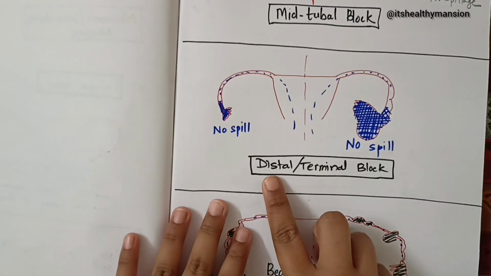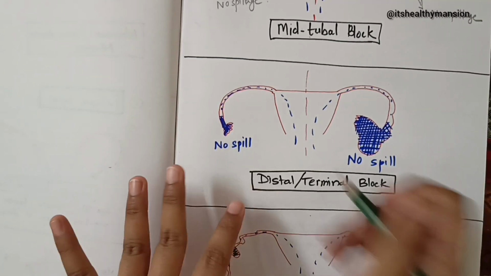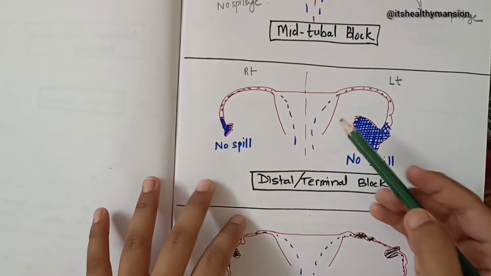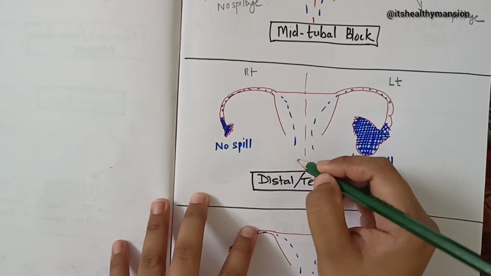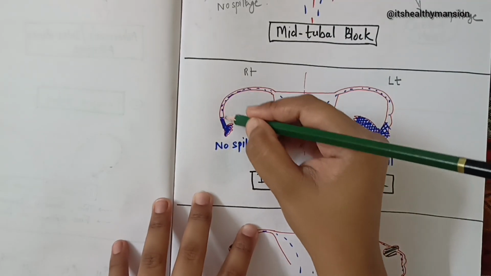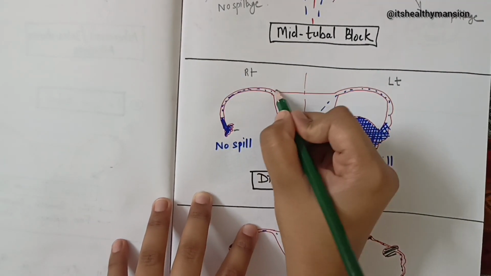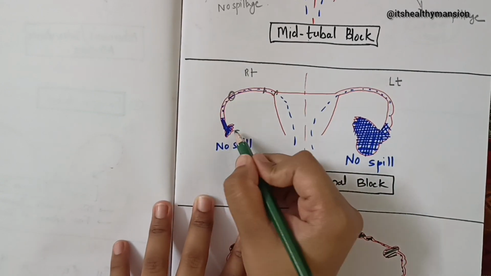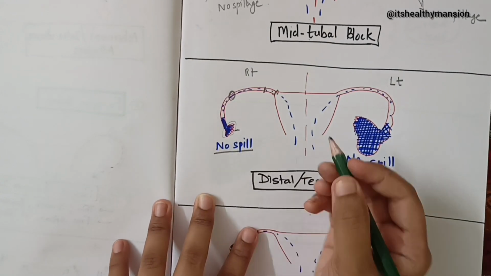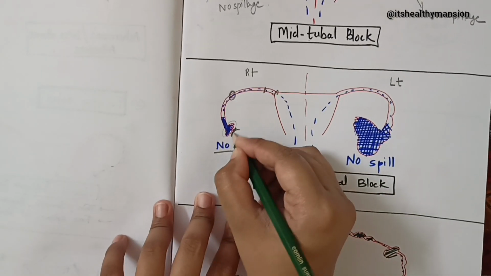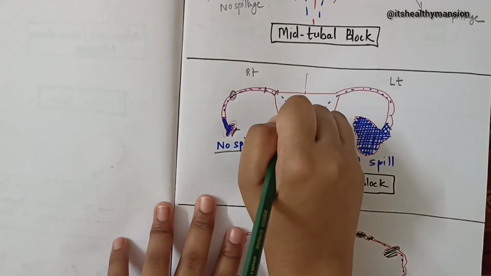Now next is distal terminal block. Here also I have divided this into two parts, that is the right fallopian tube and the left fallopian tube. Now first we are looking at the right side fallopian tube. Here the spill is passing from the right side and you may see this is the fimbrial end, this is the cornua, this is the proximal, this is the mid-tubal and this is the fimbrial end. As you see, there is no spill at the fimbrial end. So this may be called a distal or terminal block because it is terminal as well as distal to the uterus.